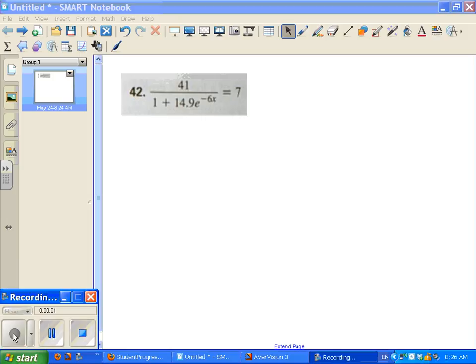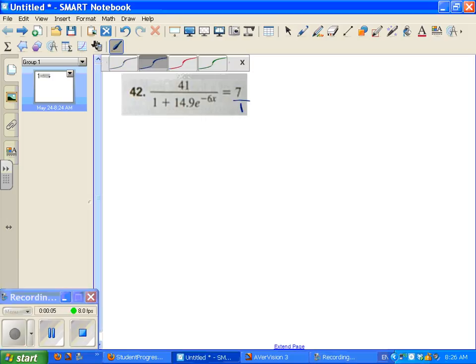Start this one. What's that at? Is it 7/1? Yep. Then what? Cross multiply. So 41 equals 7 times 1 plus 14.9 e to the negative 6x. Then what? This is not logarithms, right? It's going to be. Distribute the 7.